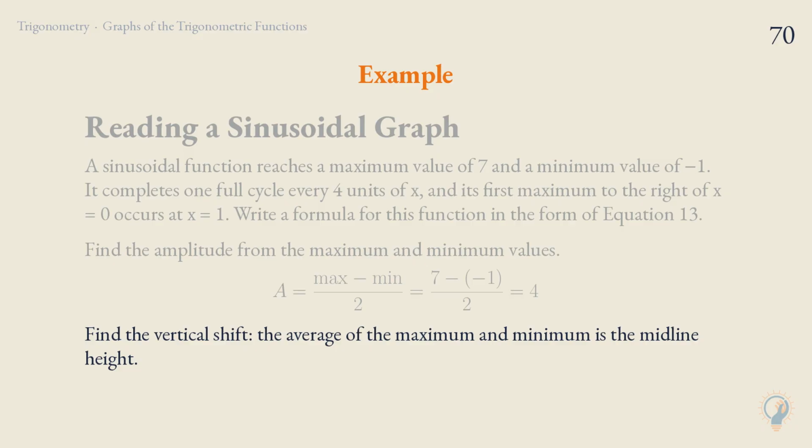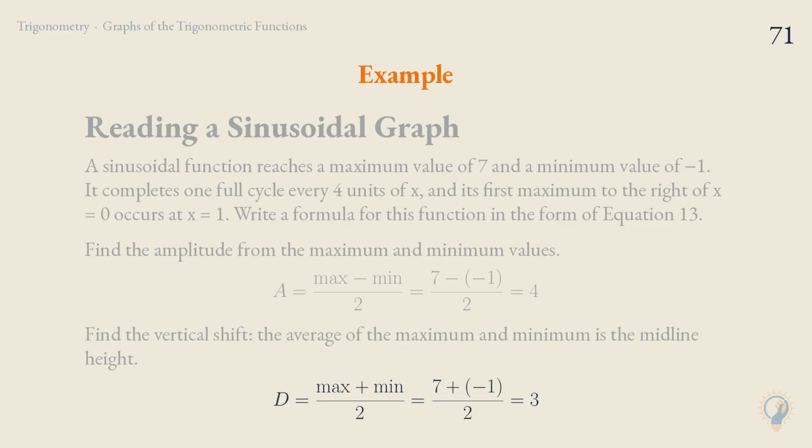Find the vertical shift. The average of the maximum and minimum is the midline height. d equals max plus min over 2. 7 plus negative 1 equals 6. 6 over 2 equals 3. So the midline is at y equals 3.